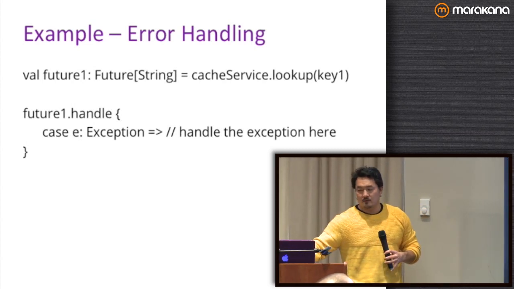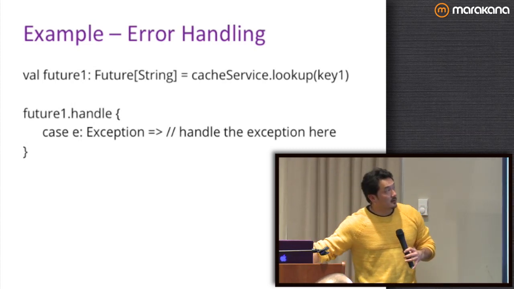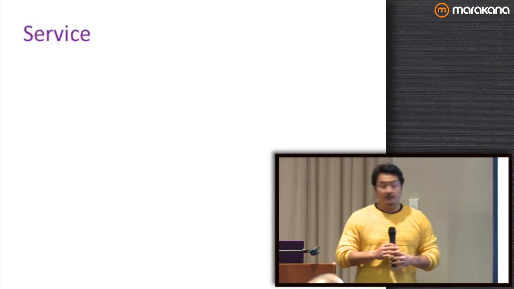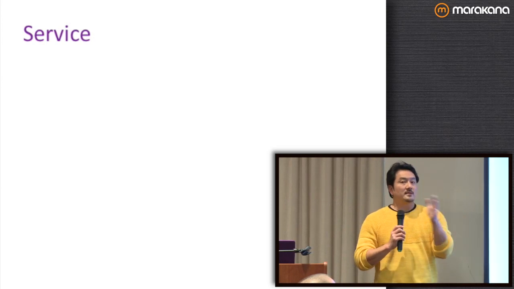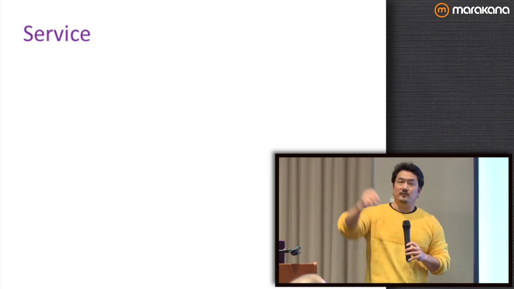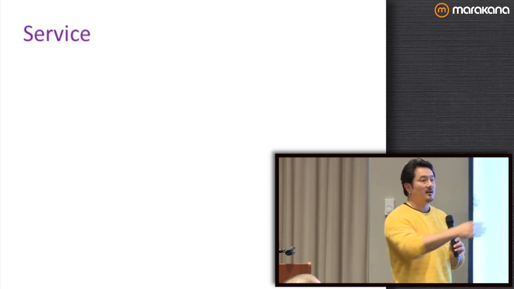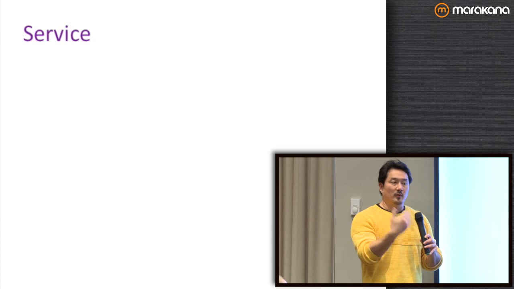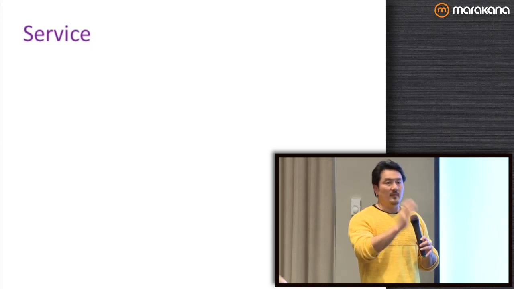So that's really futures in kind of a quick nutshell, and that's the first leg. The second leg is service. So Finagle treats everything as a service. So if you're talking to a remote Thrift application, if you're talking to a REST API, if you're talking to whatever it is that talks Thrift, protobuf, Redis, Memcache, whatever.